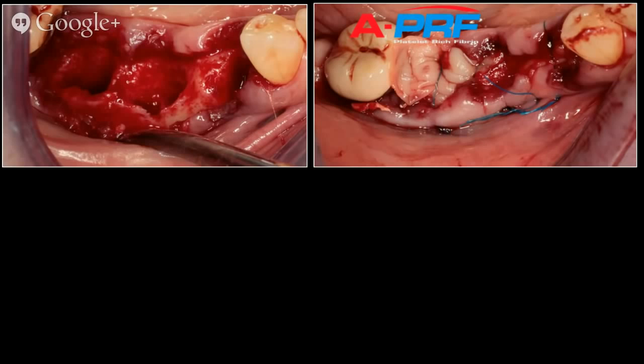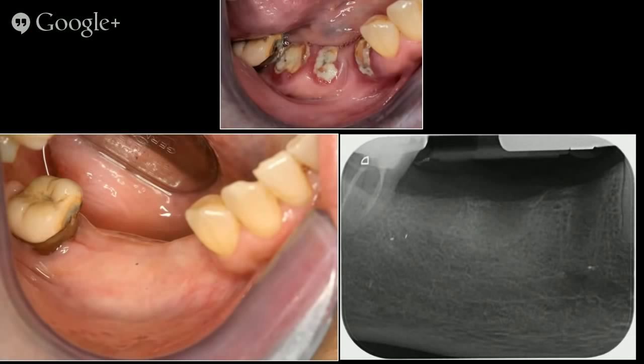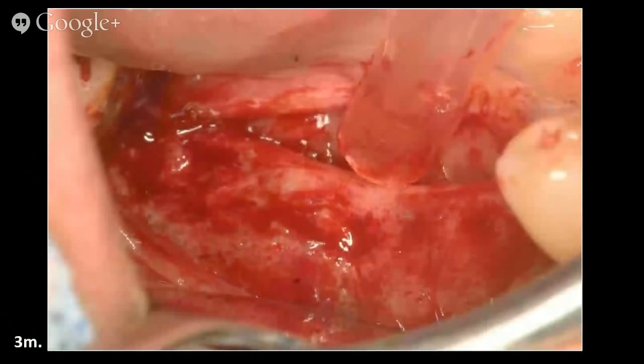When we move to the clinic with the new A-PRF, we do the extraction and we leave the site open. Why? Because this concept is biology. And look how the gingiva is growing naturally and physiologically. We don't need to achieve a primary closure. And then look at the level of the bone and the quality. We have a full reconstruction of the ridge.